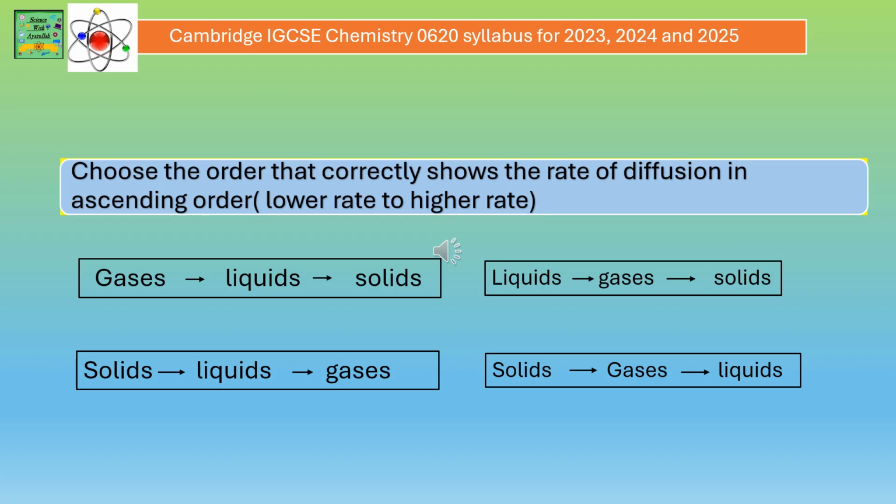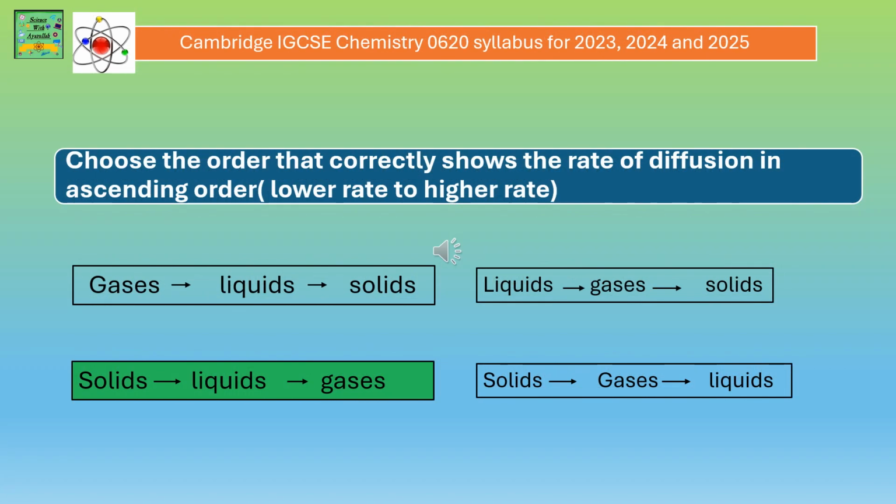Choose the order that correctly shows the rate of diffusion in ascending order. Ascending means from the lower rate to the higher rate, or the lower level to the higher level. Gases, liquids and solids, or liquids, gases and then solids, or solids, liquids and gases, or solids, gases and liquids. So which is the rate of diffusion in ascending order? The right answer is that gases have a higher rate of diffusion compared to liquids and solids.